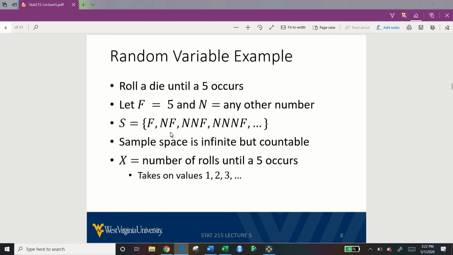As you can see, or think about, this sample space is infinite. Unlikely to actually be infinite in practice, but theoretically infinite. But it is also countable. So we let X equal the number of rolls until a 5 occurs. And it would take on the values of 1, 2, 3, all the way until infinity, theoretically. Notice that we don't have the option of a 0 in this case, because in order to get a 5, you must have at least 1 roll.